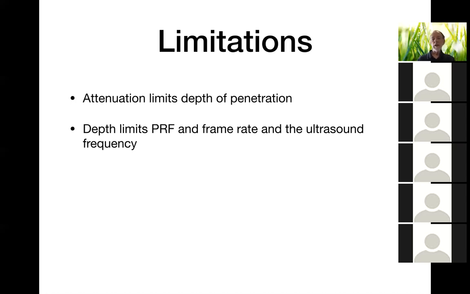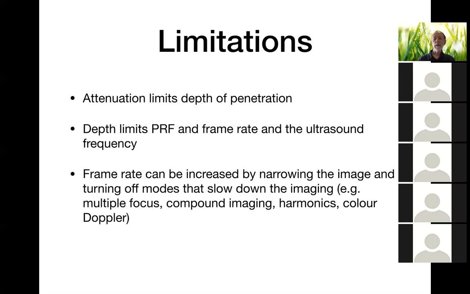I talked about the fact that the machine has to wait for the echoes to come back for each beam position before it moves the beam. And that's going to limit how many times the machine can transmit per second. That's called the pulse repetition frequency. Limiting the pulse repetition frequency in turn limits the number of images the machine can make each second, which we call the frame rate. So the number of images per second is going to vary depending on depth. If I'm looking very superficially, the frame rate will be high. If I'm looking really deep, the frame rate is going to be much lower.